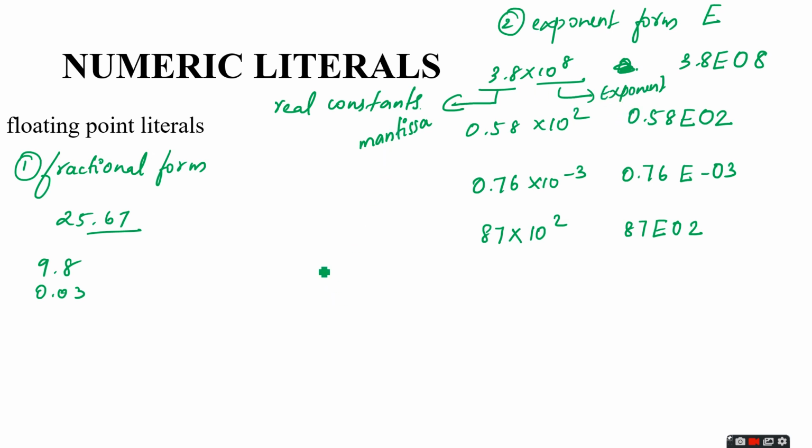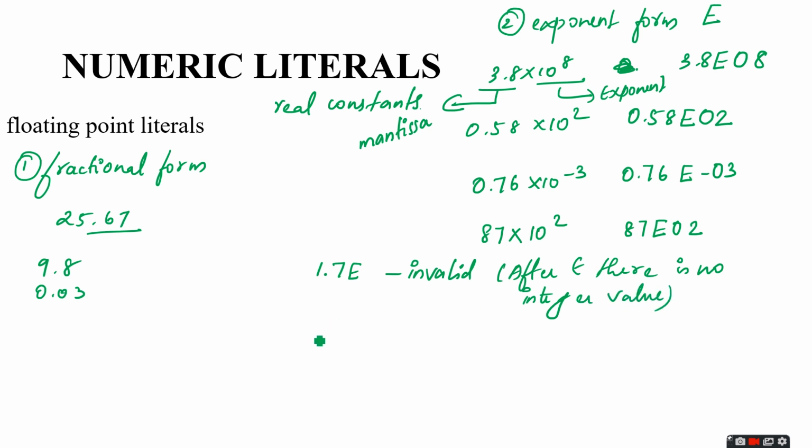Now if you are writing like this, 1.7E, it is an invalid representation because we didn't write the exponent. I mean, we didn't write the 10 raised to 2, 10 raised to 3, like the numbers that will be coming. That is not represented here. That means it is invalid. After E, there is no integer value.